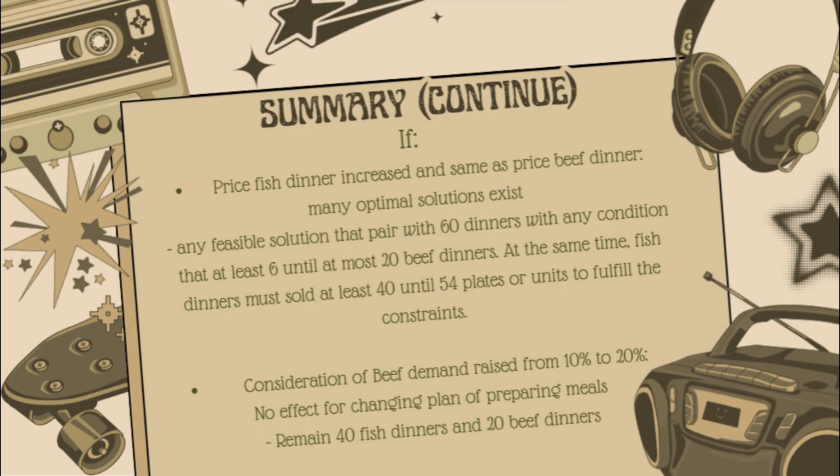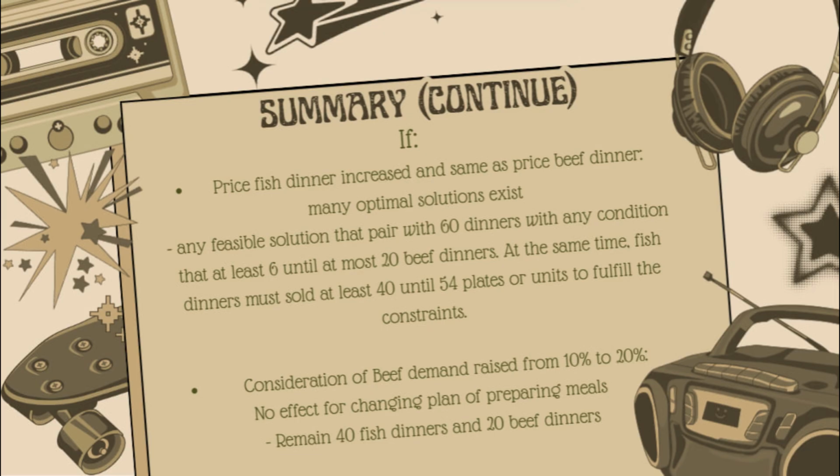Besides, if the price of fish dinner increases and is the same as the price of beef dinner, there will be many optimal solutions. It means any flexible solution that pairs with 60 dinners, with the condition that at least 6 and at most 20 beef dinners need to be sold. At the same time, fish dinners must be sold at least 40 up to 54 plates or units to fulfill the constraint to get the maximized profit.